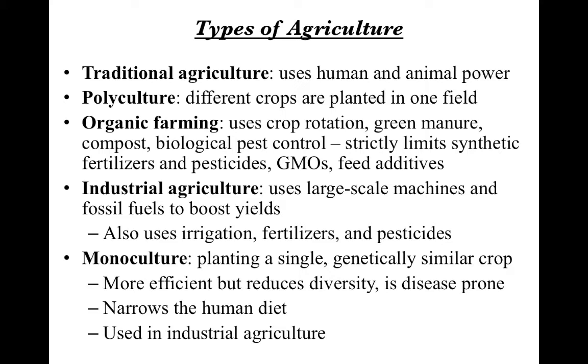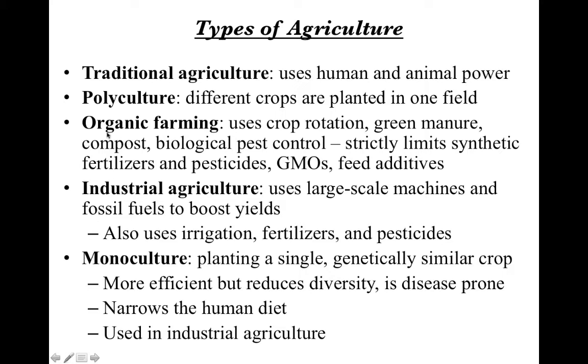Polyculture is where different crops are planted in one field, and poly just means many. Looking ahead, the last definition on this page is monoculture, which would be where you just grow one crop in a field.